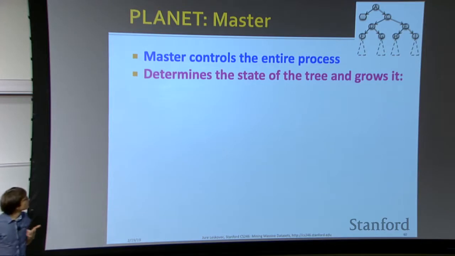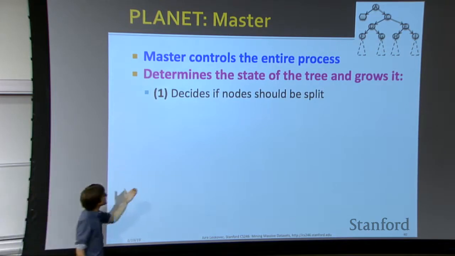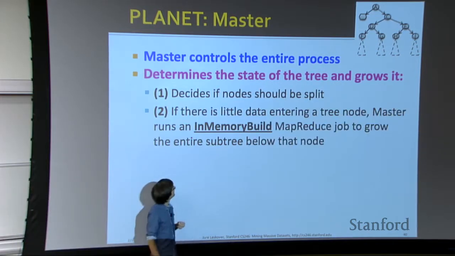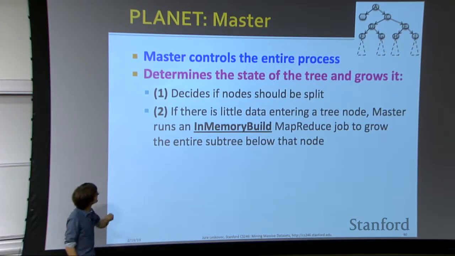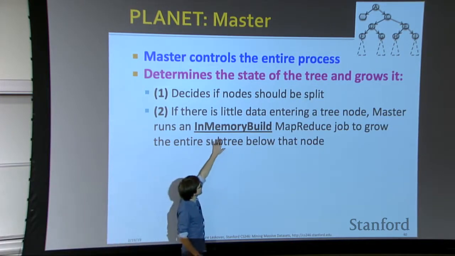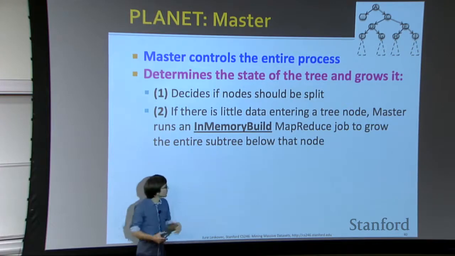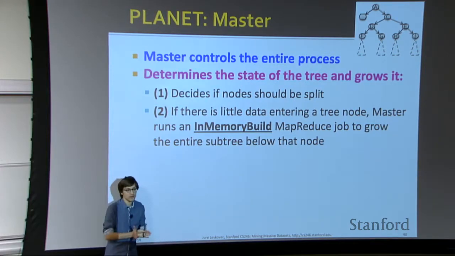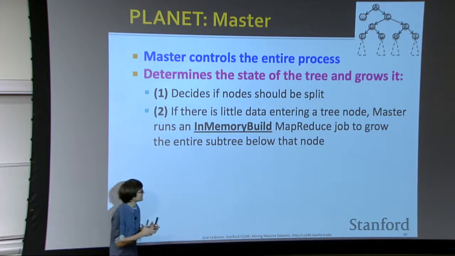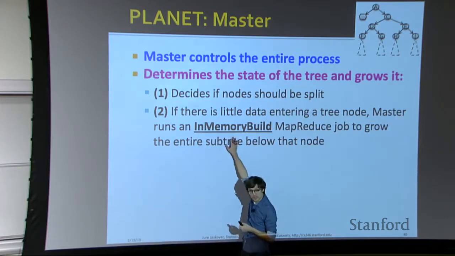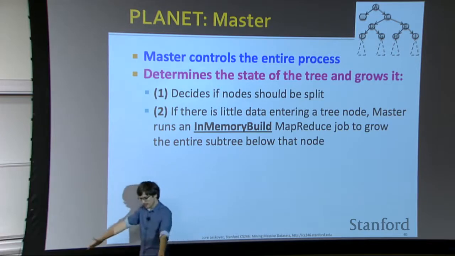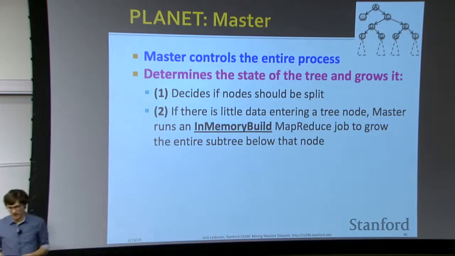So master controls the entire process and determines the state of the tree as it grows it, right? It decides if the node should be split. And if there is little data entering a given node, then the master runs the in-memory build MapReduce job to grow an entire subtree from that node onward, right? If there is a small amount of data, I don't know, reaching my node F, then I would just run the in-memory build and build the entire subtree from F downward.